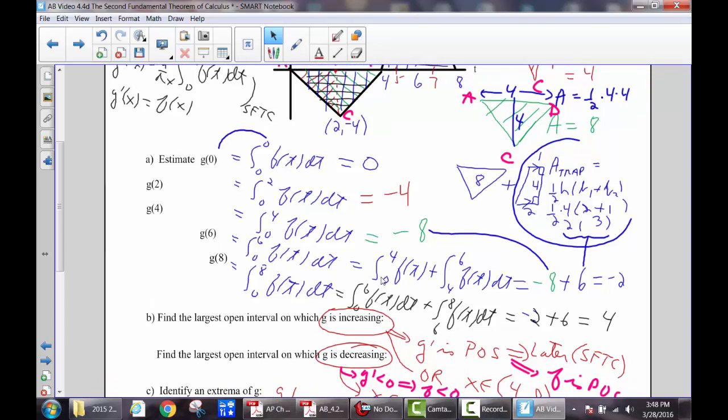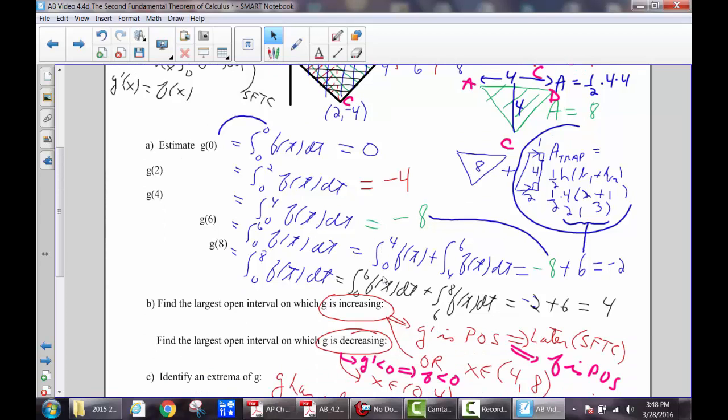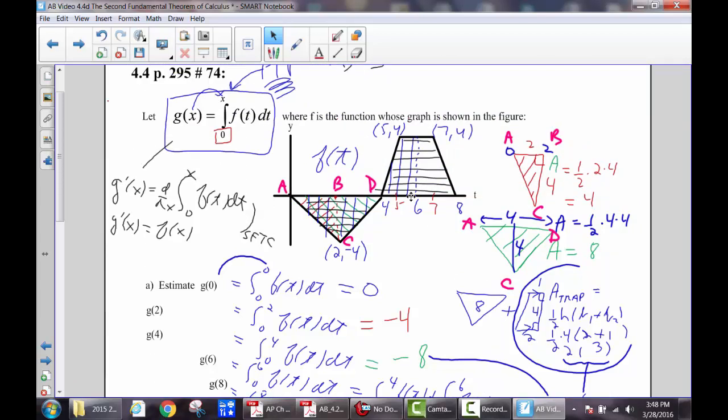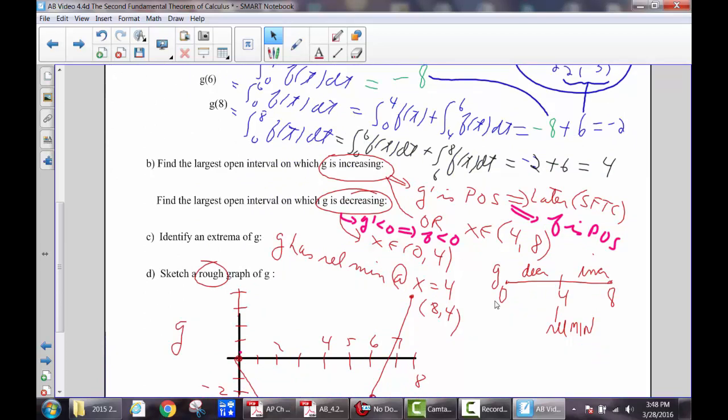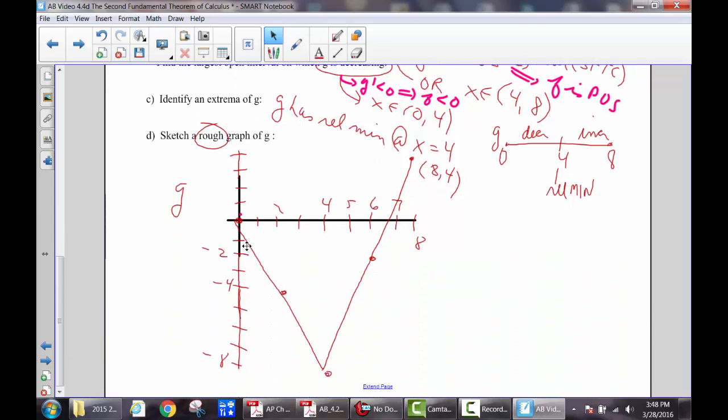Where is g increasing? g is increasing whenever g prime is positive. In other words, wherever f is positive, because f is equal to g prime. And you can see that f is positive between 4 and 8, right? And it's negative between 0 and 4, so you can tell where g is increasing and decreasing. Relative extrema, of course, you can tell because it decreases then increases. And for a rough sketch, again, I'd be taking those points and plotting those points.